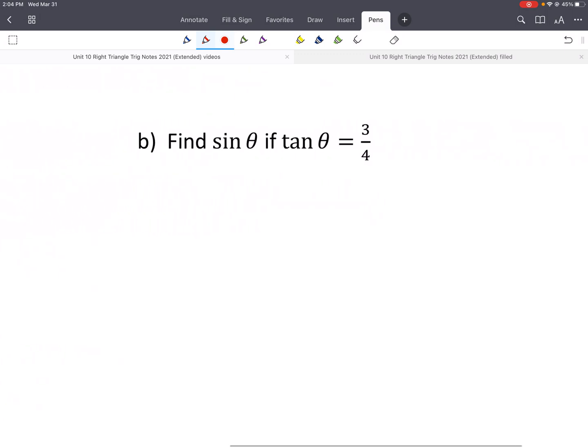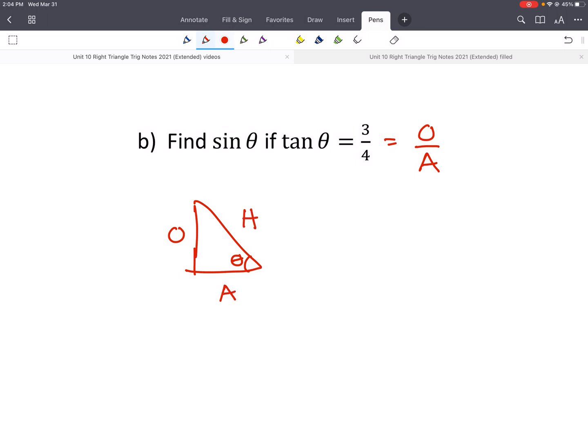All right, so here's another example. Again, feel free to pause and give this a try. So here's my reference angle. Again, tangent is opposite over adjacent. This is our opposite. This is our adjacent. This is hypotenuse. Okay, so opposite is 3, and adjacent is 4. And they want us to find sine of theta, which is opposite over hypotenuse.